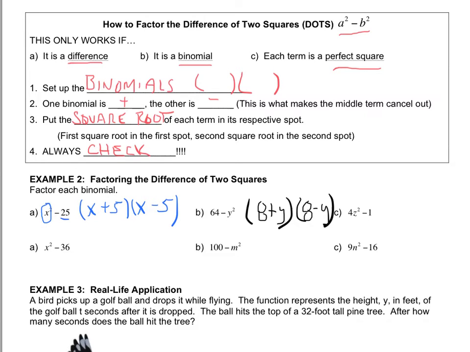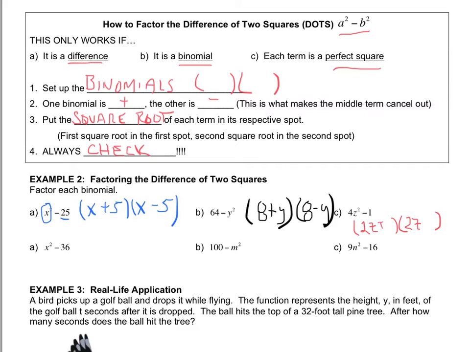The last one we just got to think about. So is it a difference? Yes. Is it a binomial? Yes. Is each term a perfect square? Yes. If I think about that, 4 is a perfect square. Z squared is a perfect square. So the entire 4z squared is a perfect square. So I would have 2z in the front.